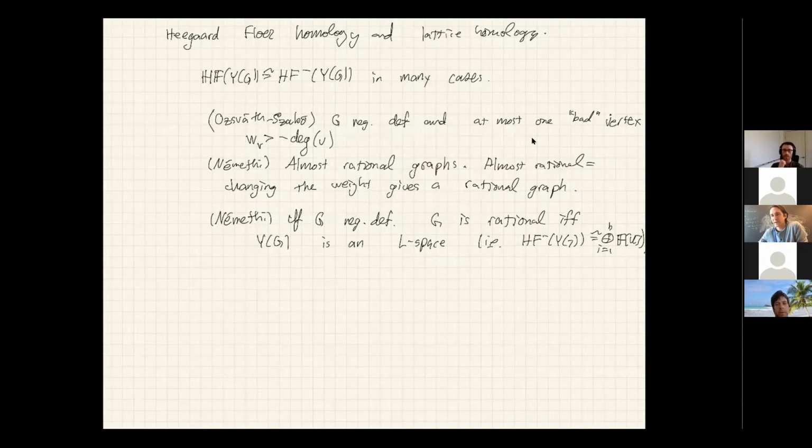Right. So my question is, is that class then exactly the class of negative definite plumbings on trees with no bad vertices? That's certainly a subset of the L space ones. Not the same. The E8 plumbing is rational, but it has one bad vertex, and you can't write it as a zero bad vertex plumbing. Okay. Thanks, John.